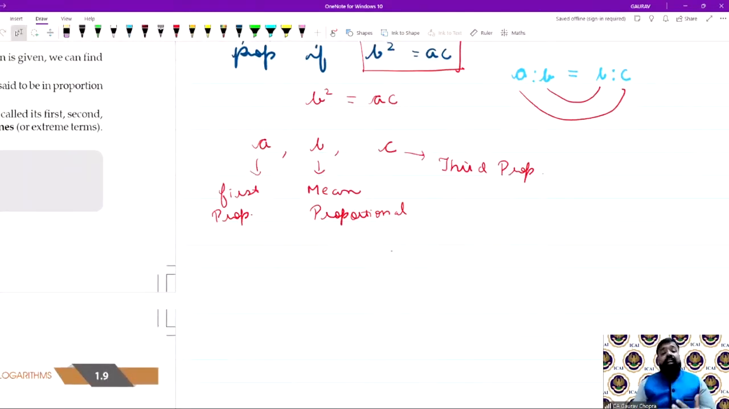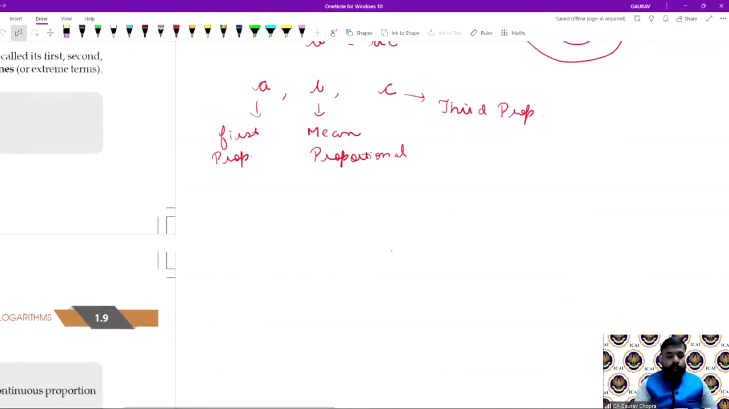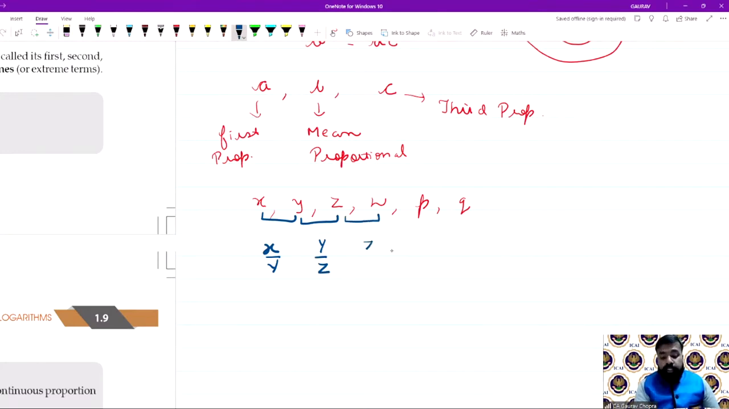But what if there are more than three terms? If there are more than three terms, let's say we are having X, Y, Z, W, P, Q. This many terms are there. Six terms are there and they are in continuous proportion. Then what is the condition? What we can do, we can write the ratio of X and Y. So X upon Y. Then the ratio of Y and Z, so Y by Z. Then ratio of Z and W, Z by W. Next is W by P. And last is P by Q. So all these will become equal.